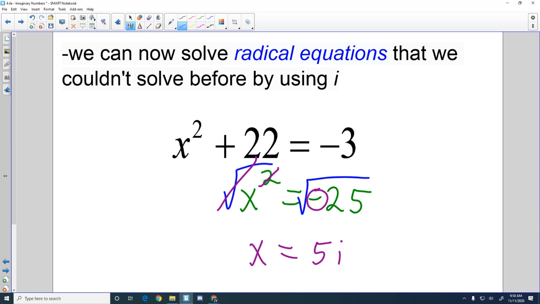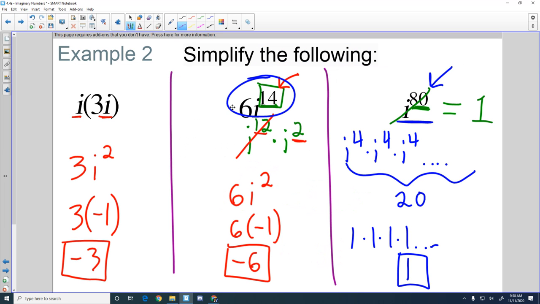But for today's assignment, you're really just going to be simplifying those radicals. Or I'm sorry, simplifying these exponents of i to different powers.